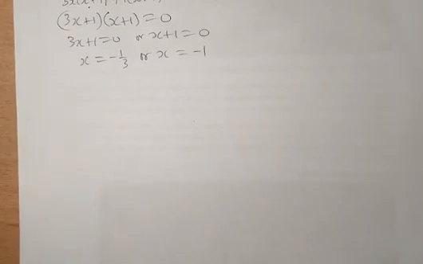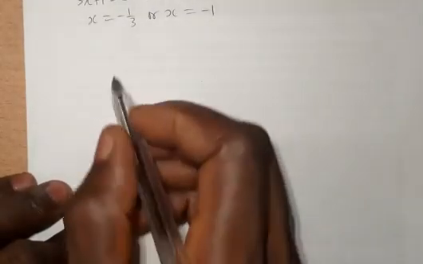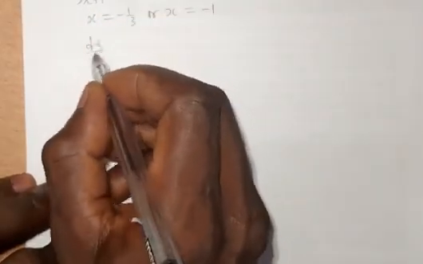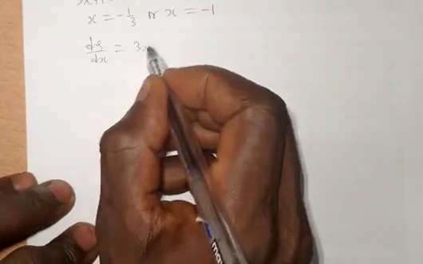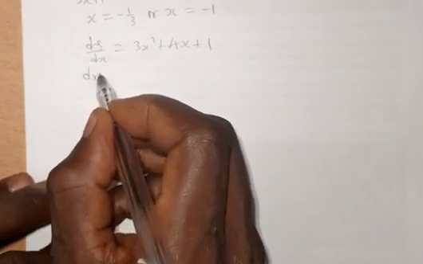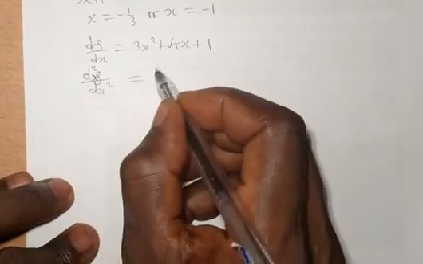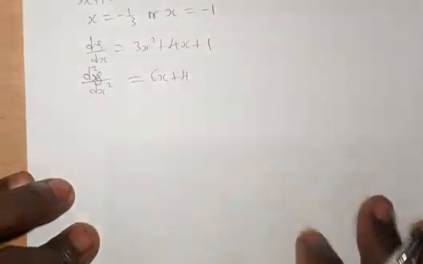To be able to do this, this is what we will do. We will take the second derivative. Since dy/dx = 3x² + 4x + 1, let's find d²y/dx², which is the same thing as 6x + 4.